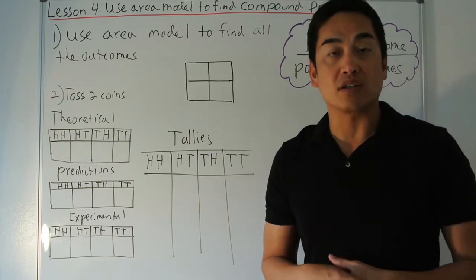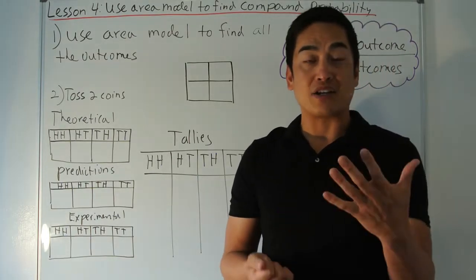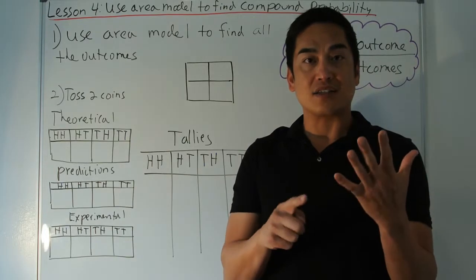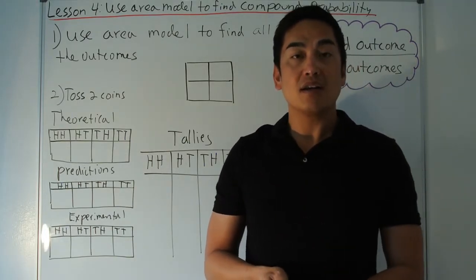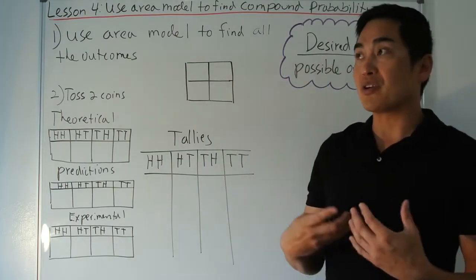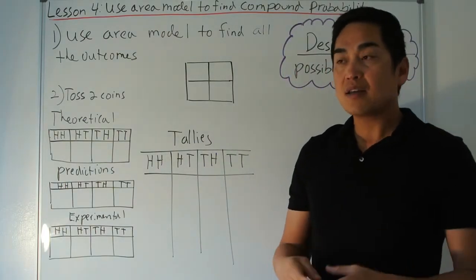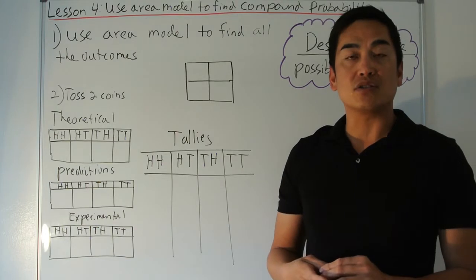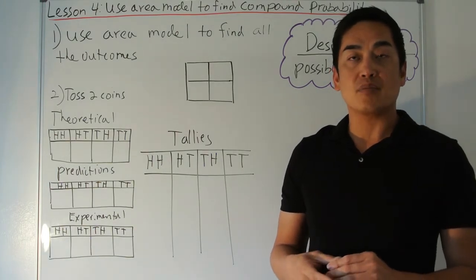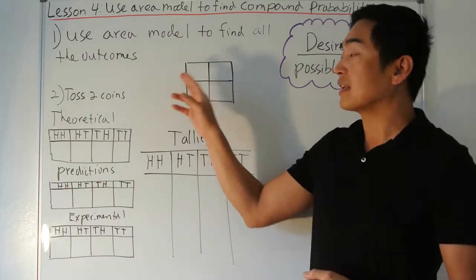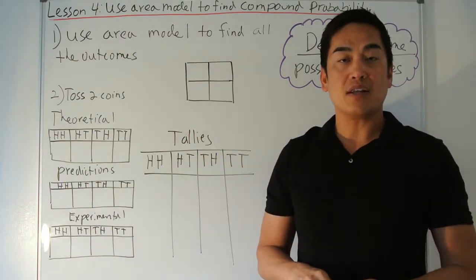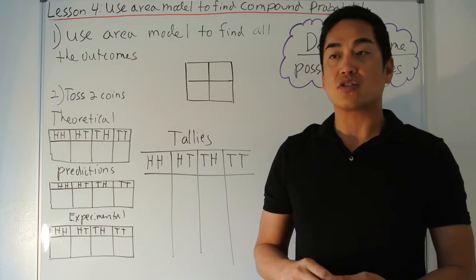It's sort of like winning the lottery. You have to match 6 numbers. That is 6 different events. Therefore, that becomes compound. When it's compound, it's actually a lot more difficult to win. And I'm going to show you how to do compound probability using only 2 events by using an area model. Okay, so let's get started.